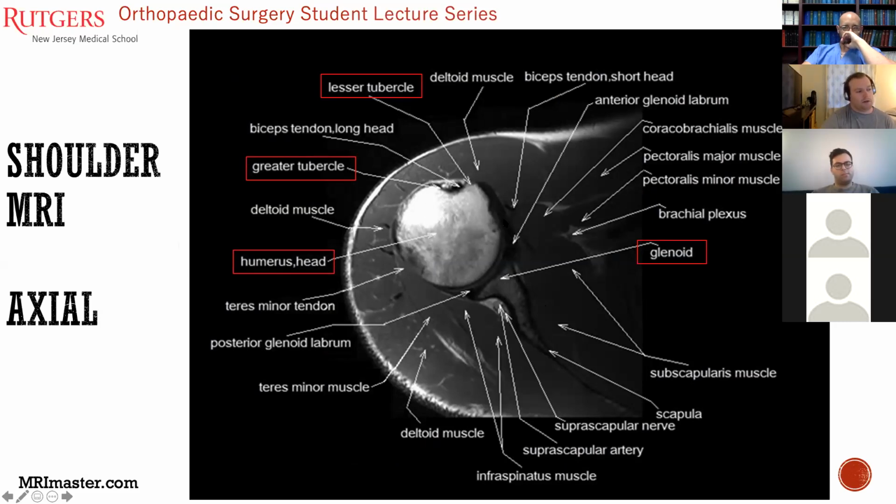These are important because that's where your rotator cuff muscles insert. Again, the lesser tubercle is your subscap, and the greater tubercle, or greater tuberosity, is your supraspinatus and infraspinatus attachment site. Again, you can see other muscles of the posterior cuff, your teres minor. You can see your glenoid rim, the posterior glenoid and anterior glenoid. And you can also see your suprascapular nerve and artery traversing down posteriorly.